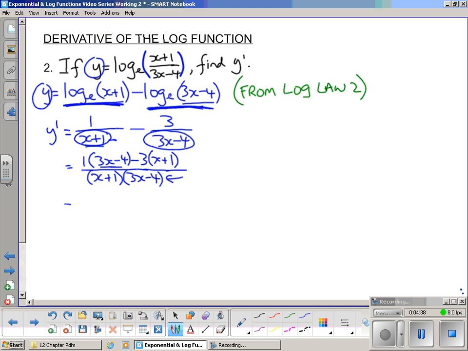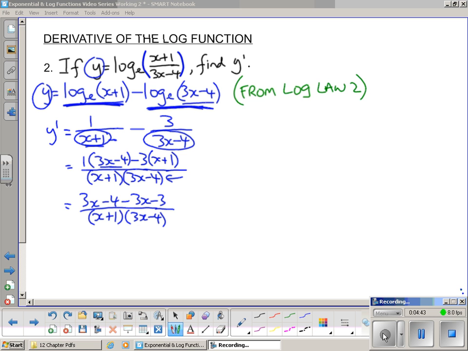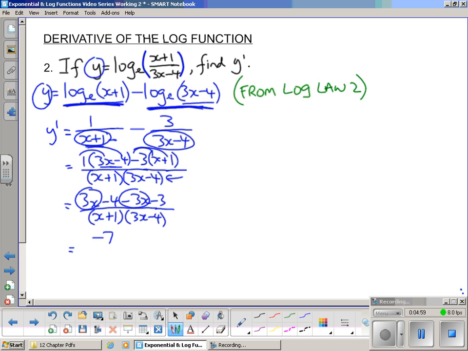We'll expand the top, and I'll show you how that turns out. When we expand the top, we can expand here and carefully expand minus 3 times x, minus 3 times 1, and we get that on the top. Now we can collect like terms a little bit on the top. Matter of fact, the 3x and the minus 3x cancel each other out, and we just get minus 7 over x plus 1, 3x minus 4 for our final answer. That's as simplified as we're going to get there.